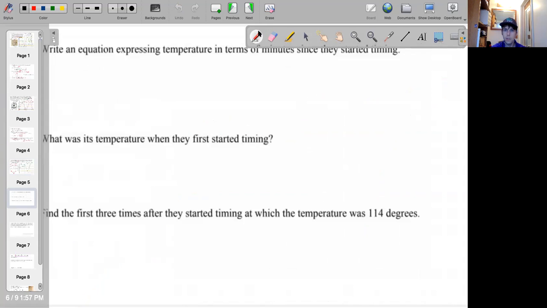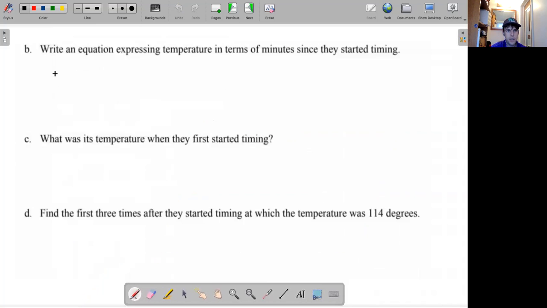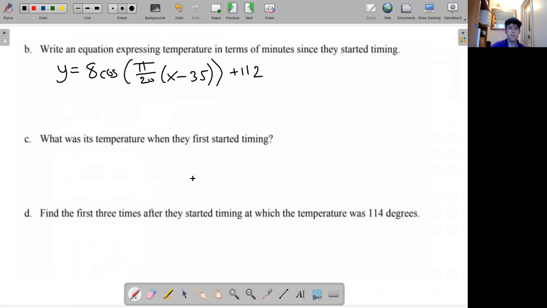All right. So it says, write an equation. Well, we just did that. Let me write it again, just so that I know what it is. y equals 8 cosine(pi over 20 (x minus 35)) plus 112. That's our equation. What is the temperature when they first started timing? That's going to be t equals 0, or for our problem, x equals 0. So pretty easy for us to calculate that.